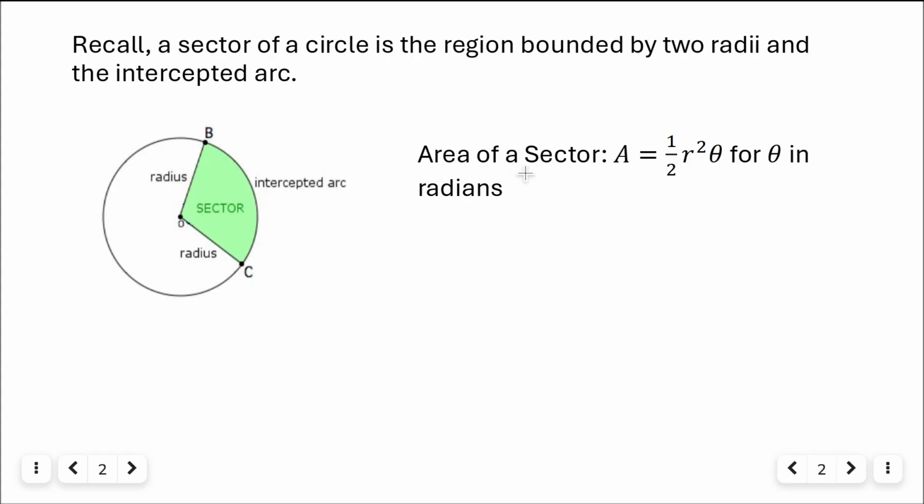The formula to find the area of a sector of a circle is 1/2 r squared theta, where theta is the angle here and r is the radius. And theta has to be in radians. Theta cannot be in degrees. If theta is in degrees, you have to convert it to radians. That's how you would find the area of a sector. This is kind of the formula that we're going to play with.